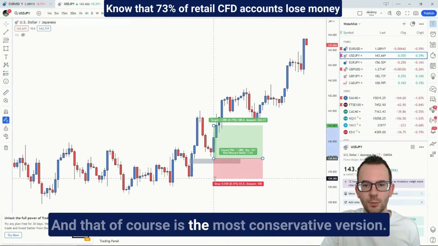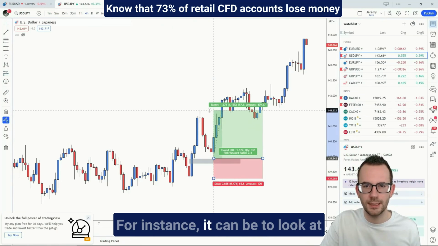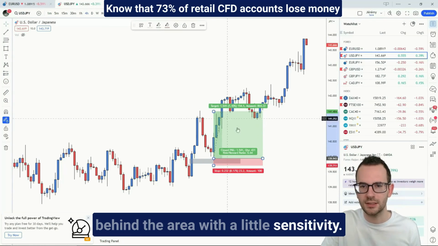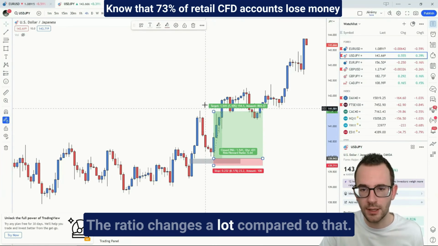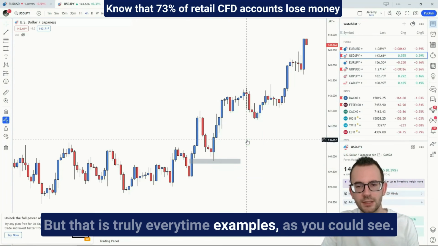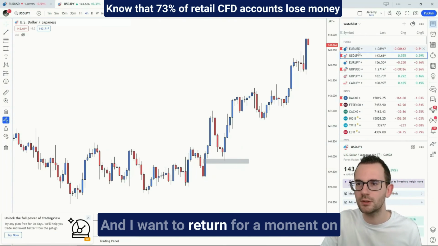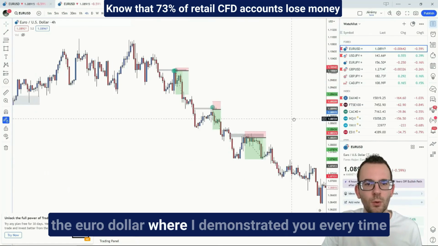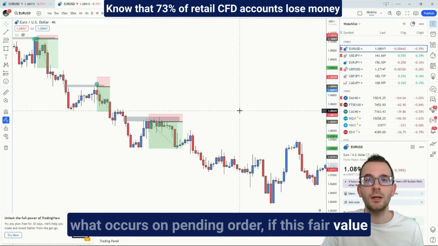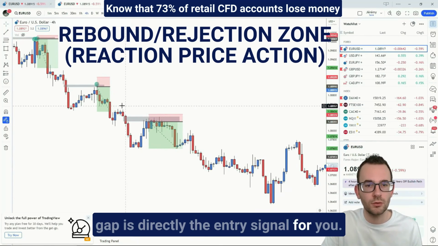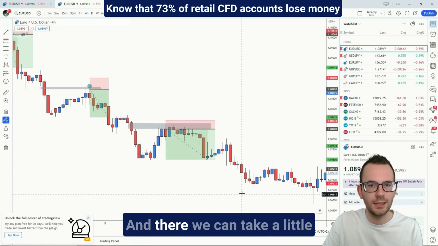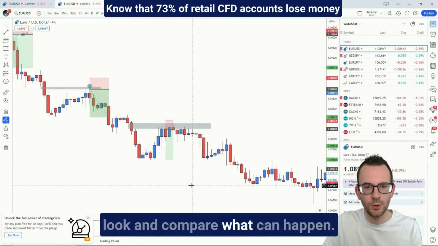And that, of course, is the most conservative version, for instance. It can be to look at the latest lows for the stop, or just behind the area with a little sensitivity. The ratio changes a lot compared to that, and we have a good example too. But that is truly every time examples, as you could see. And I want to return for a moment to the euro-dollar, where I demonstrated each time what occurs on a pending order if this fair value gap is directly the entry signal for you. Otherwise, we can also look at what is happening in terms of reaction, and there we can take a look and compare what can happen.